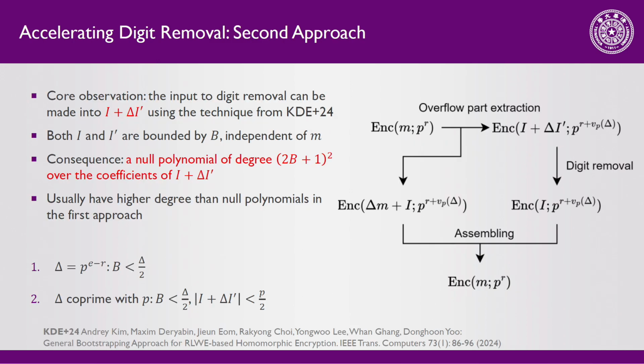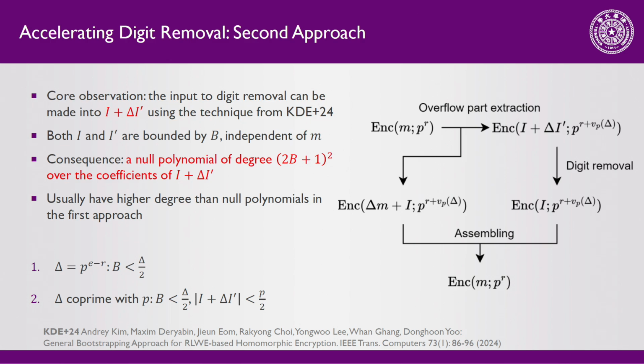And here is the second approach for constructing null polynomials. It is based on a technique from KDE+24. We can transform the input to digit removal into the form of I plus delta I prime, where both I and I prime are bounded by B and independent of M. As a consequence, we have a null polynomial of degree (2B+1)^2 over the coefficients of I plus delta I prime. However, the null polynomials constructed in this case usually have higher degrees than those in the first approach.